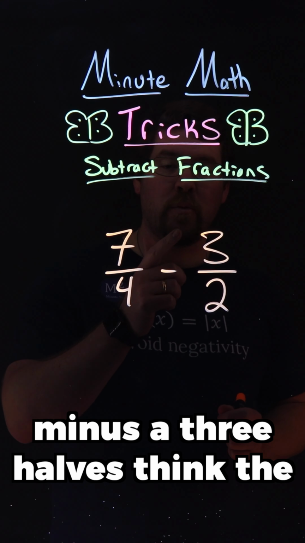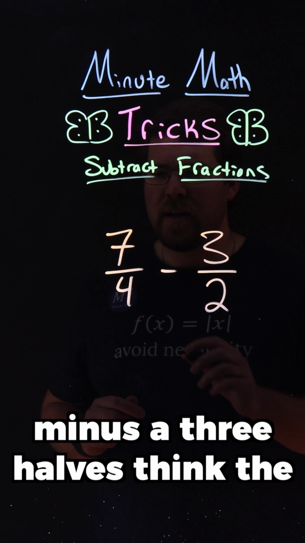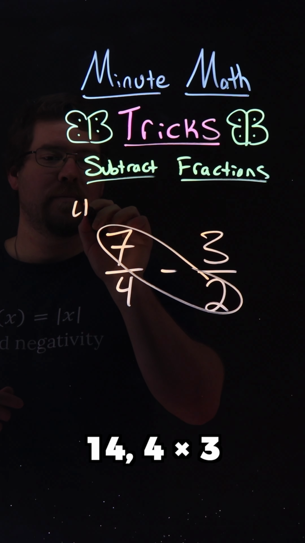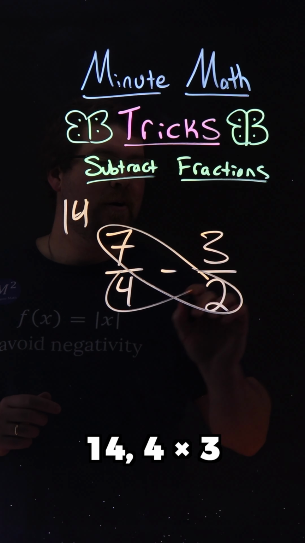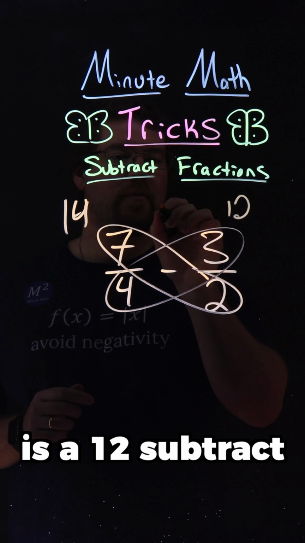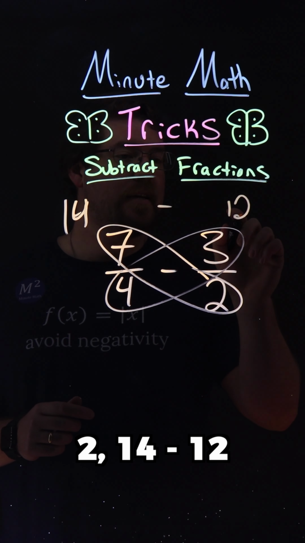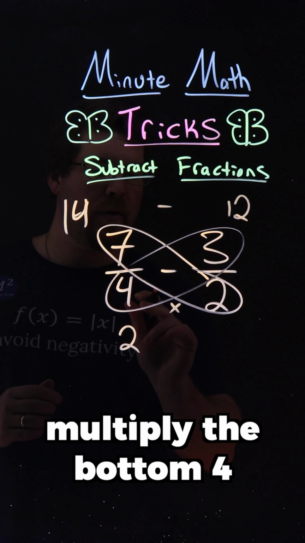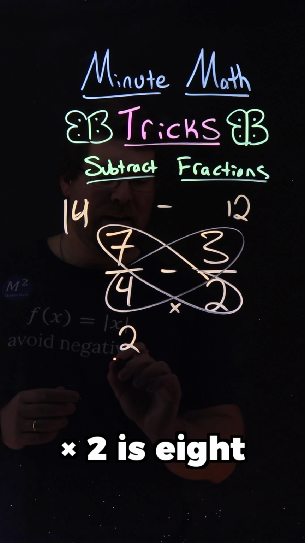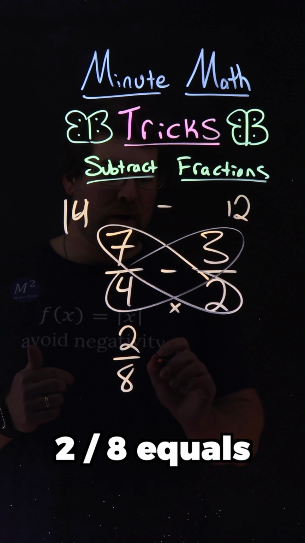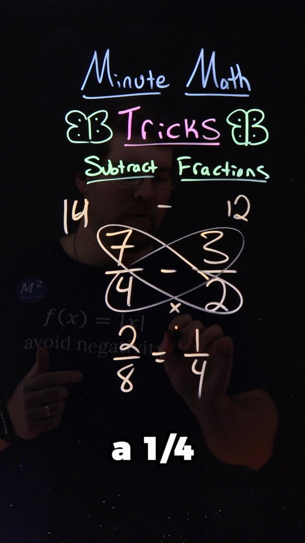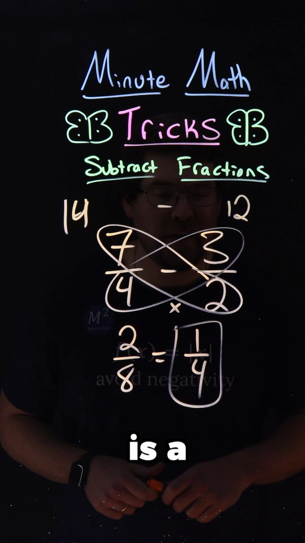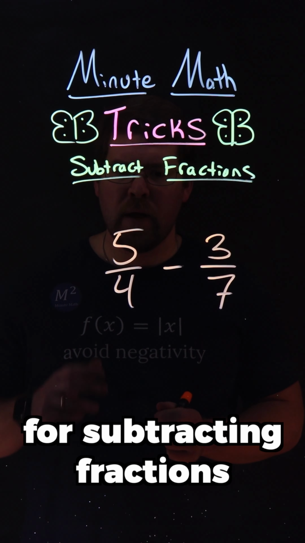7/4 minus a 3/2. Think of the diagonals. 7 times 2, 14. 4 times 3 is a 12. Subtract the 2, 14 minus a 12 gives me a 2. Multiply the bottom, 4 times 2 is an 8. 2 over 8 equals a 1/4. And there we have it. 7 over 4 minus 3 over 2 is a 1/4.